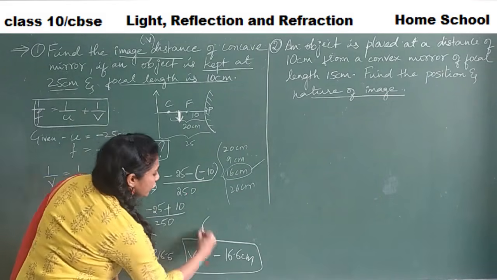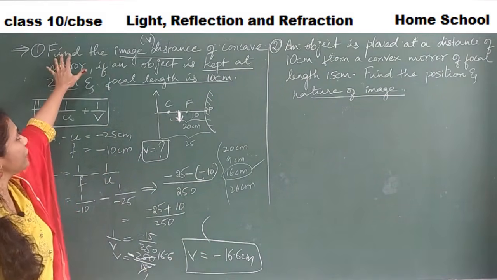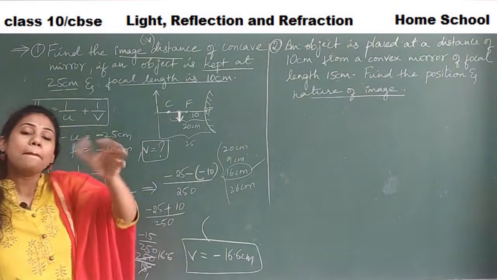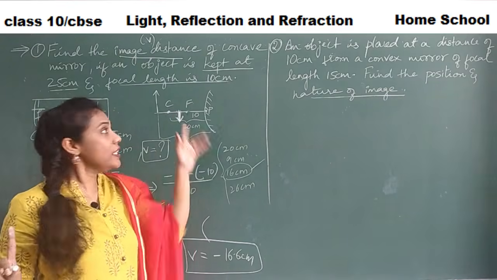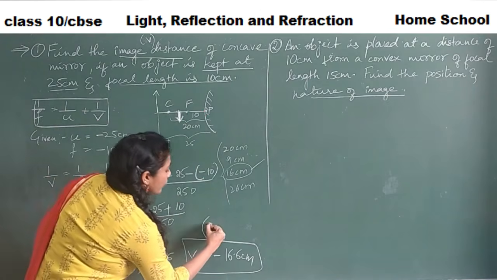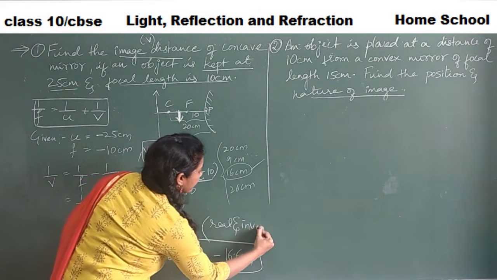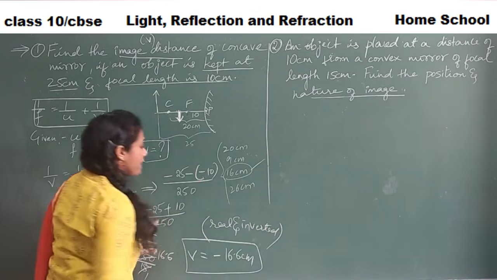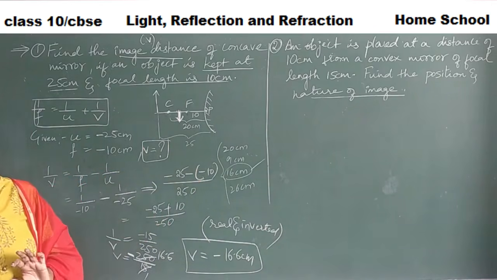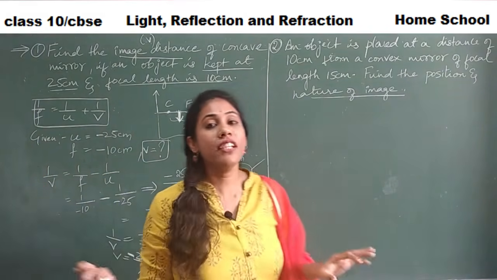So if the nature of image is asked, in this question they have not asked, just the image distance they have asked, but the nature of image they can also ask in a question. If the nature of image is asked, what will you tell? The image is real and inverted. Okay, so this much should be your answer. Clear, everybody? So this is the method of solving a numerical.